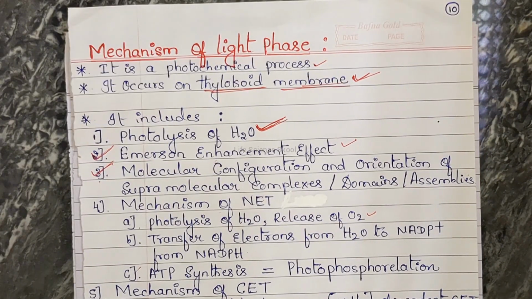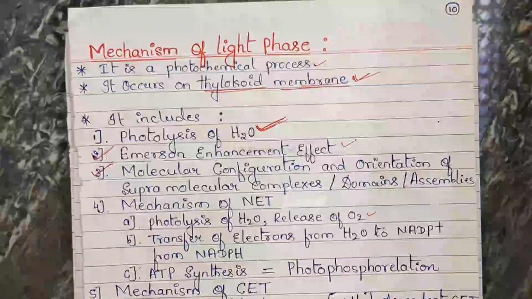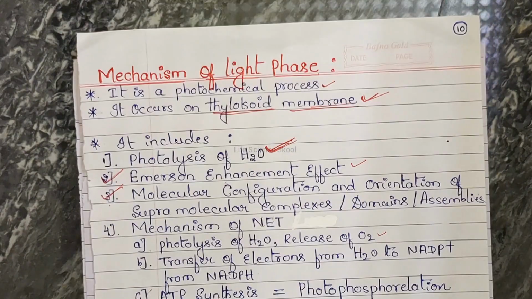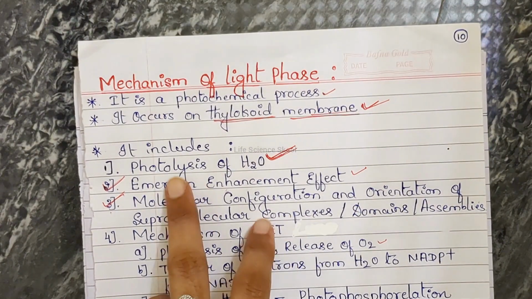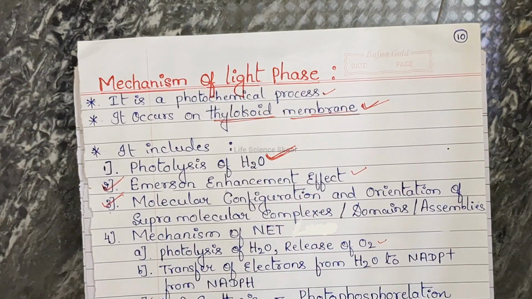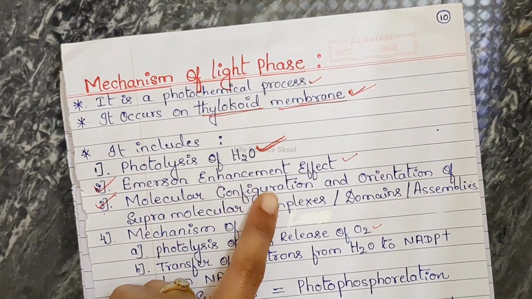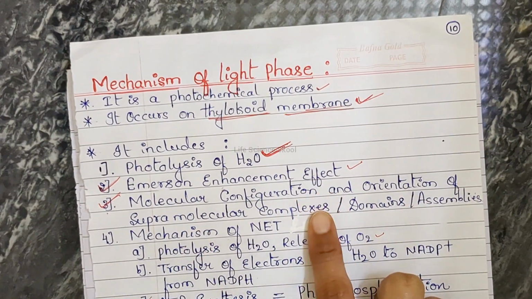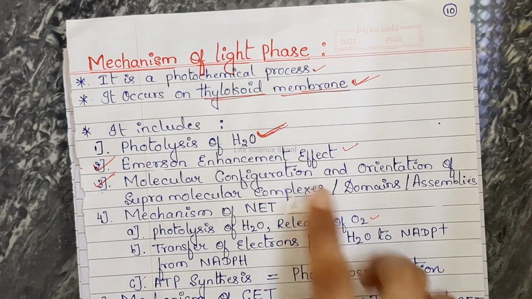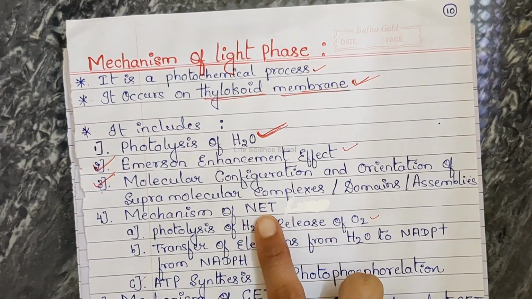This is Soumya. This video is on photosynthesis, especially the mechanism of the light phase. In that, it has 7 steps. In the previous video, we completed photolysis of water, emerson enhancement effect, and configuration of electron transport. In this video, we are going to discuss the molecular configuration and orientation of supramolecular complexes, domains, and assemblies, and then the mechanism of non-cyclic electron transport.